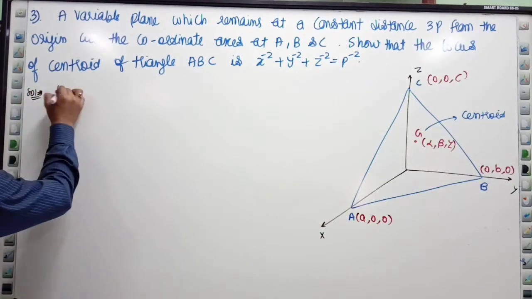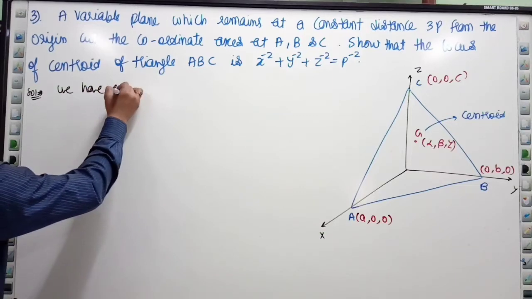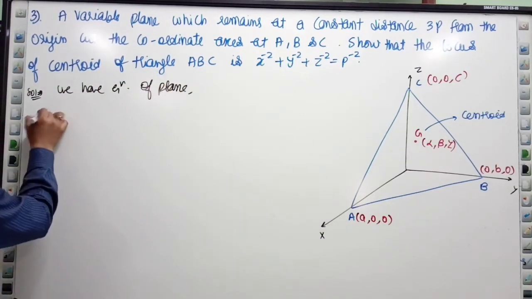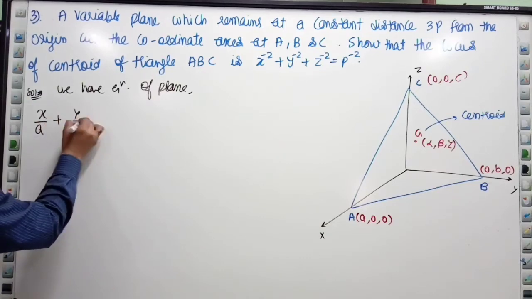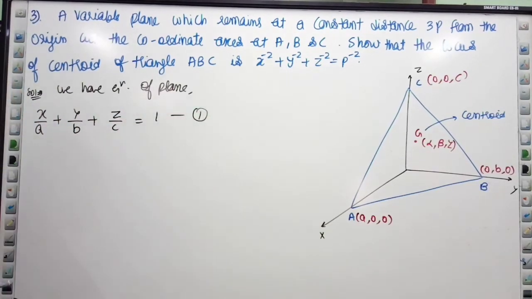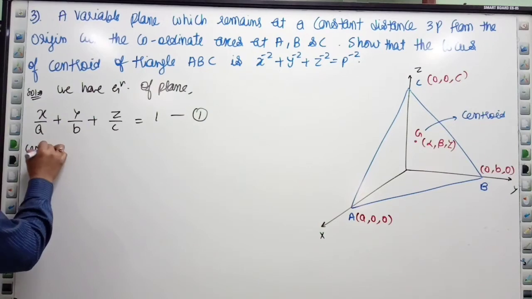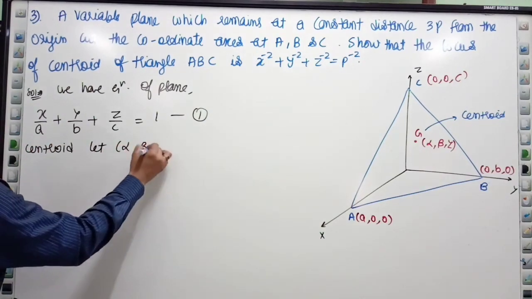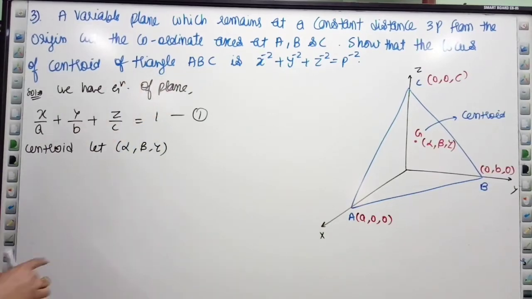We have equation of plane. What is the equation of plane? x upon a plus y upon b plus z upon c equal to 1. This is equation number 1. Now we'll write the centroid formula. Centroid I have let alpha beta gamma. You can see in the diagram. Centroid is alpha beta gamma.